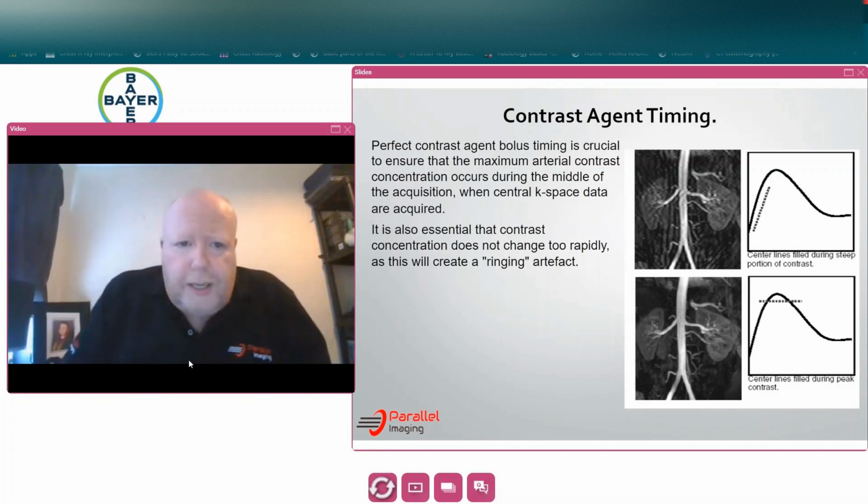It's also essential that your contrast concentration doesn't change too rapidly during the acquisition. Otherwise, this will create a ringing artifact. So you need to make sure that you utilize a very nice tight bolus of contrast.